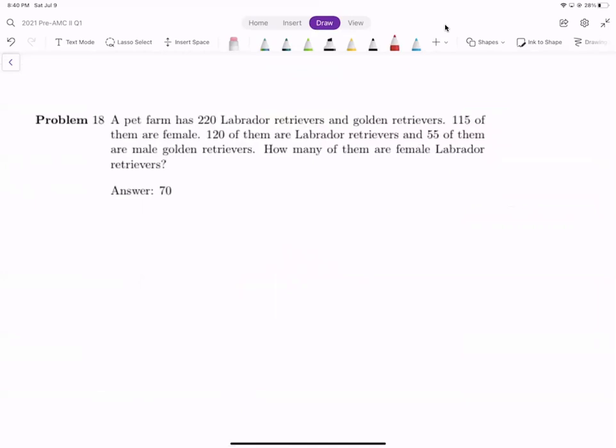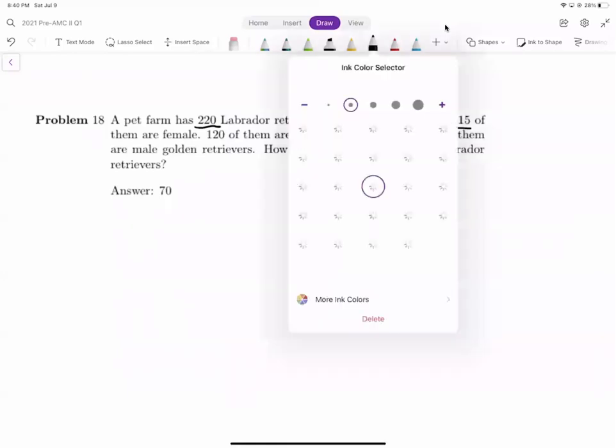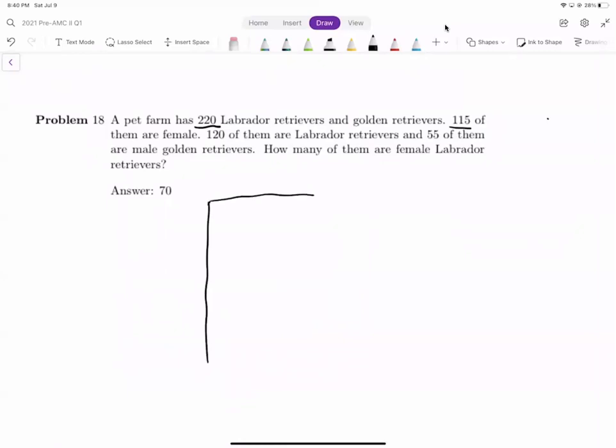Number 18, a pet farm has 220 Labrador retrievers and golden retrievers. 115 of them are female, 120 of them are Labrador retrievers, and 55 of them are male golden retrievers. How many of them are female Labrador retrievers? Okay, for this kind of problem, let's draw the picture, which will be convenient for us to see what happens.